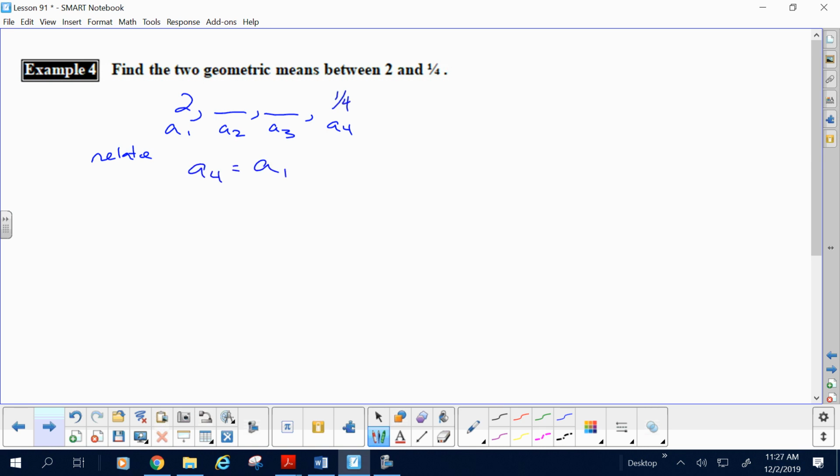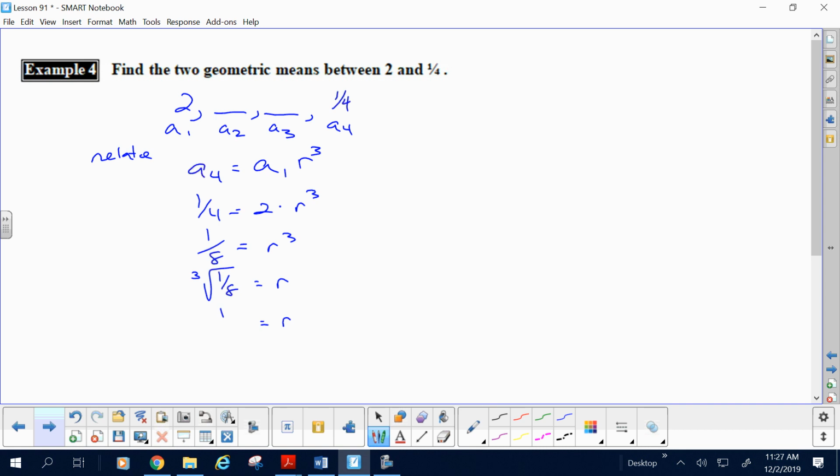I agree. I'm going to start here. A4 is A1 times R how many times? 3 times. To get from 1 to 4, you make 3 jumps. That's why the exponent is 3. Cool? Plugging in, 1/4 is 2 times R cubed. When I move the 2 over, what do I get there? 2 over 4 or 1 over 8? 1 over 8. 1 over 8 is R cubed. When I cube root, do I have to use plus or minus, or is that just when you have an even root? Only when you have an even root, so there's no plus or minus here.